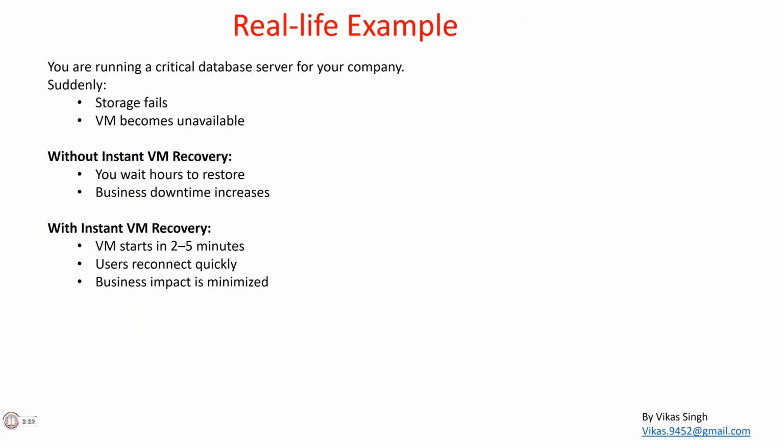You can understand this with a real-life example. Let's say you are running a critical database server, and suddenly storage fails or the VM becomes unavailable. Without Instant VM Recovery, you will wait for hours for the full recovery, and business downtime increases. With Instant VM Recovery, the VM can be started within 2 to 5 minutes, users get connected quickly, and business impact is minimized. This is why the feature is extremely important in a real-world environment.